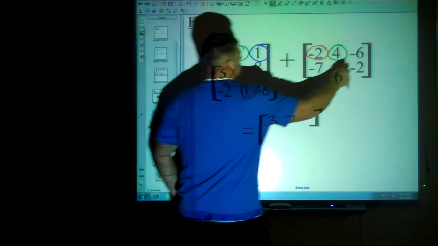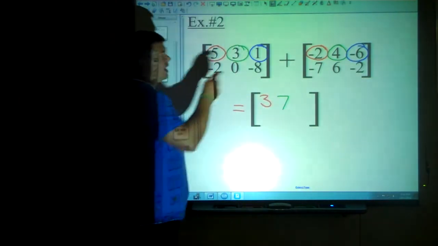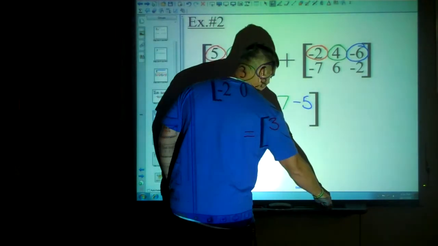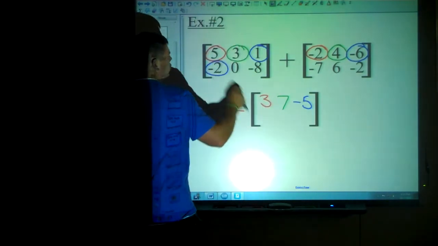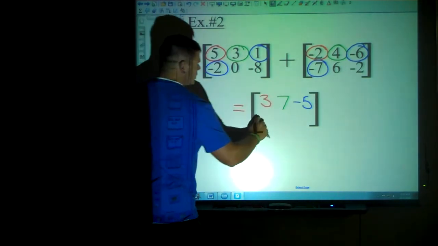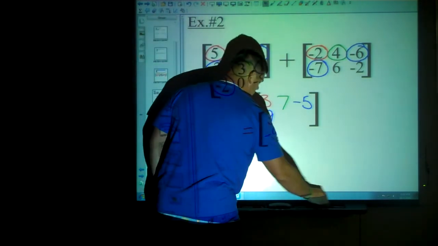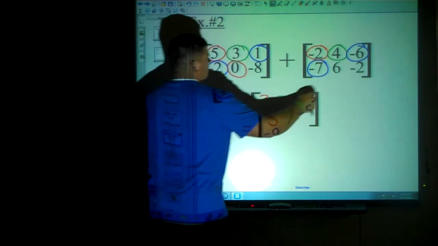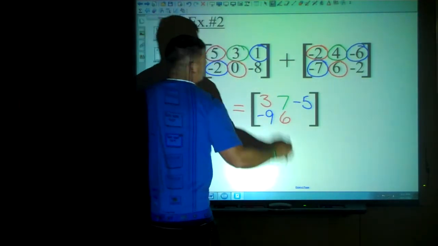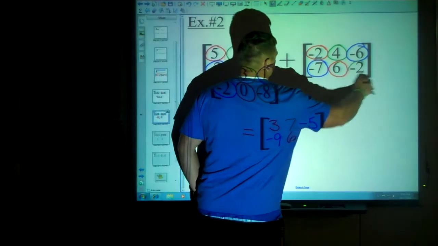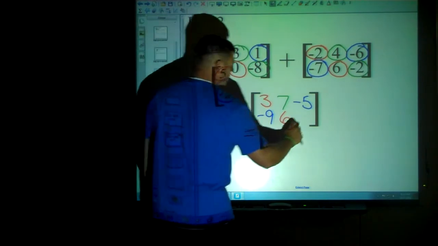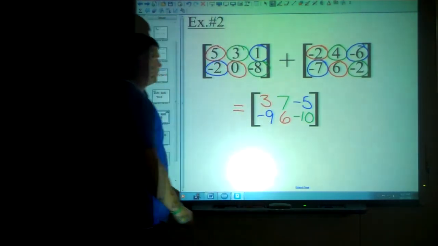I add this 1 to this negative 6. This time I have more negatives. I have 5 more negatives. Alright? This negative 2 with this negative 7. Negatives plus negatives makes more negatives. And 0 being added to 6 is going to be 6. And lastly, negative 8 and negative 2. Negatives plus negatives makes more negatives, so we end up with negative 10.